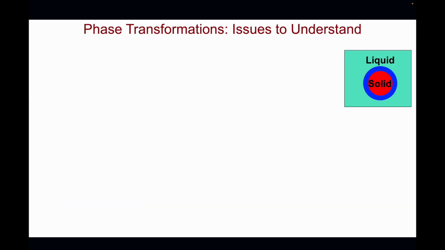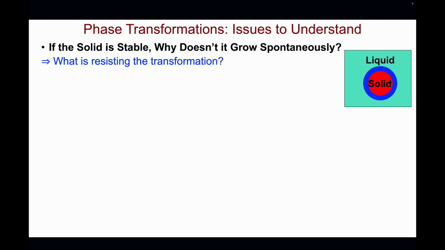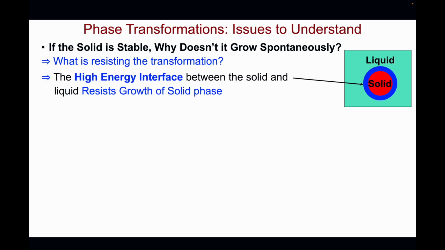Let's take a look at some issues we'd like to understand. We'll stay with the example of liquid solidification. First, if the solid is stable, i.e. if it's below its freezing point, why doesn't it just grow immediately when it's cooled below that temperature? Something must be resisting the transformation. And the answer is that the resistance comes from the interface between the solid and liquid phases. This is unstable and high energy as there are strains at that interface.